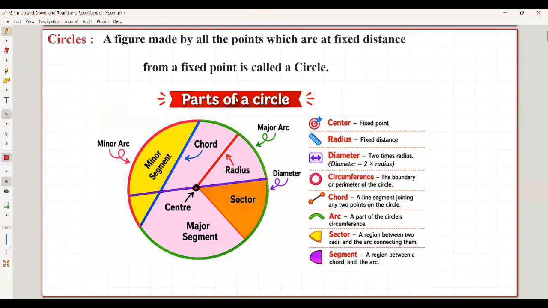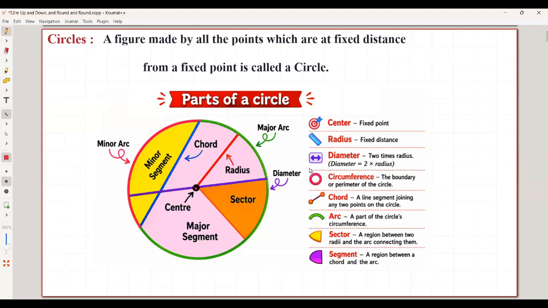Let's learn the parts of the circle. Just as we have parts of the body, the circle also has some parts. First one is the center: the fixed point is called the center. Next, the fixed distance is called the radius. This is one radius and this is one radius. Two times the radius is called the diameter.